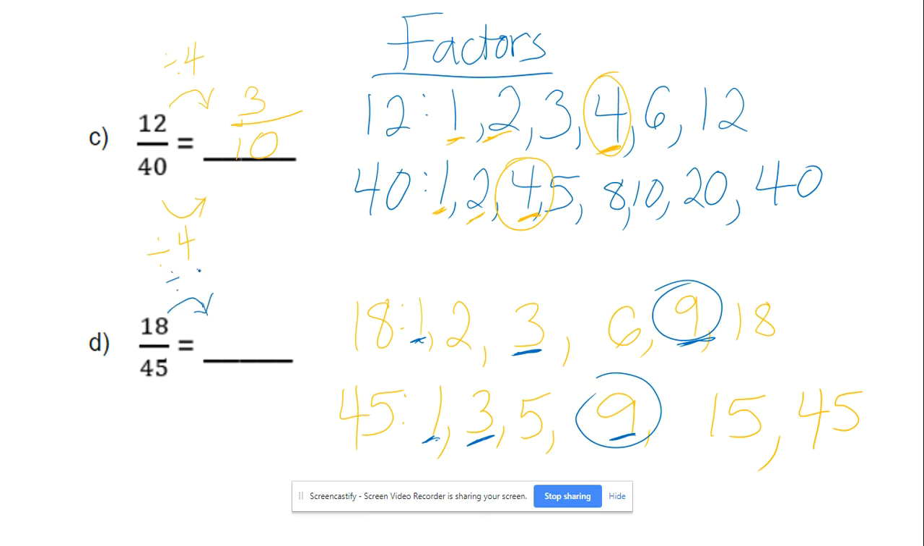18 divided by 9 is 2. Divide by 9 again. 45 divided by 9 is 5. So 18/45 is equivalent to 2/5.